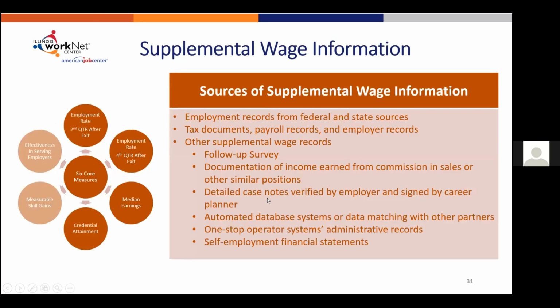So next slide, please. Thanks. Okay, this is a little cheat sheet, an informational slide: sources of supplemental wage information. Employment records from federal and state sources, tax documents, payroll records, and employer records when available. Other types of supplemental wage records could include a follow-up survey, documentation of income earned from commission and sales or other similar positions, detailed case notes that have been verified and signed by the career planner or employer, automated database systems or data matching with other partners, one-stop operator systems, admin records, and self-employment financial statements when those are available. Those are just source documentation. You record the information in the system, and then you document it with these types of information. Next slide, please.